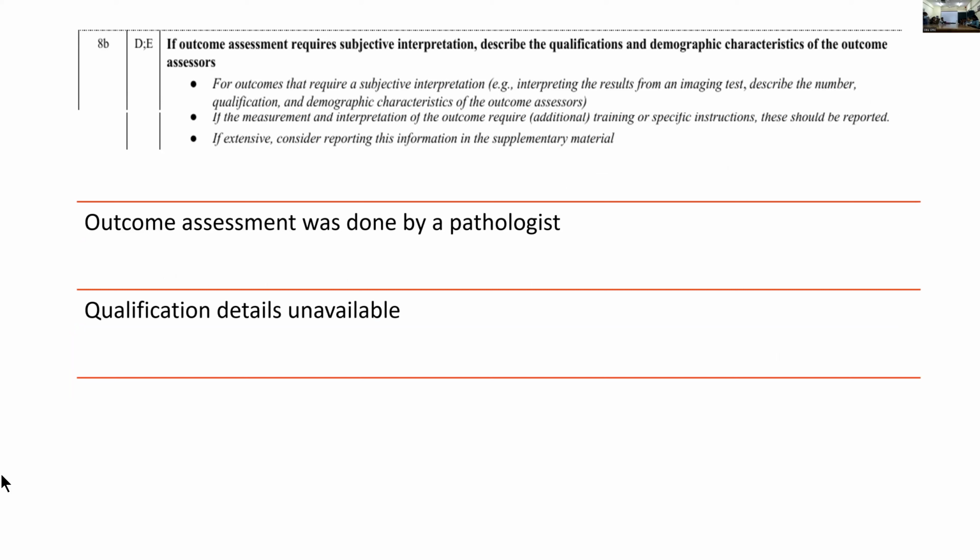Now, the outcome assessment was done by a pathologist. Ideally, the study authors should have described who the outcome assessors were, what their qualifications are, and whether they were experienced enough to assess the outcome. They have only mentioned that the outcome assessment was done by a pathologist. They have not given us the qualification details of the outcome assessors.